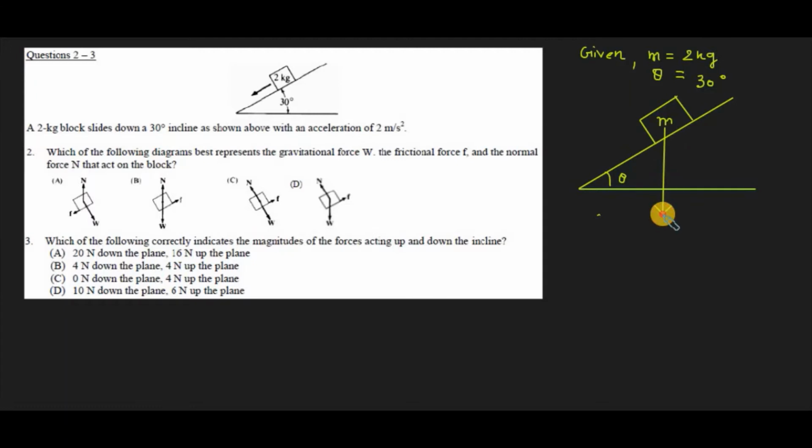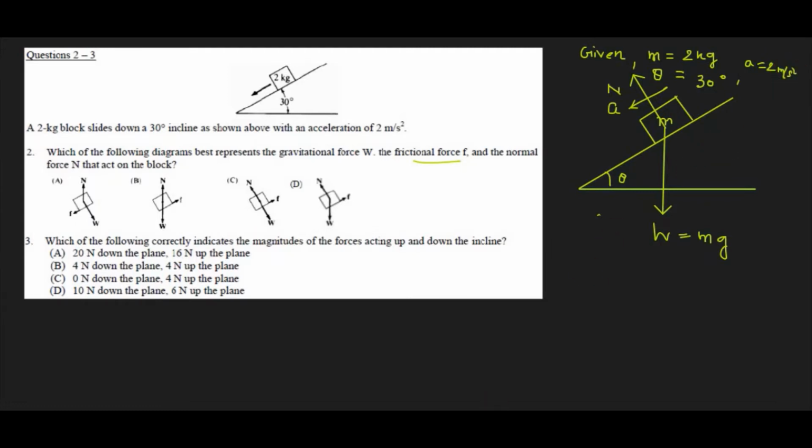If we draw the free body diagram, the weight should be exerted in the downward direction, represented as mass times gravitational acceleration, and as the object is resting on the inclined plane, one normal reaction force will be exerted on the object from the inclined plane, which is represented here by N. So let's consider N, the normal reaction force, and the frictional force. The object is having an acceleration in the downward direction, a, that is given as 2 meters per second square.